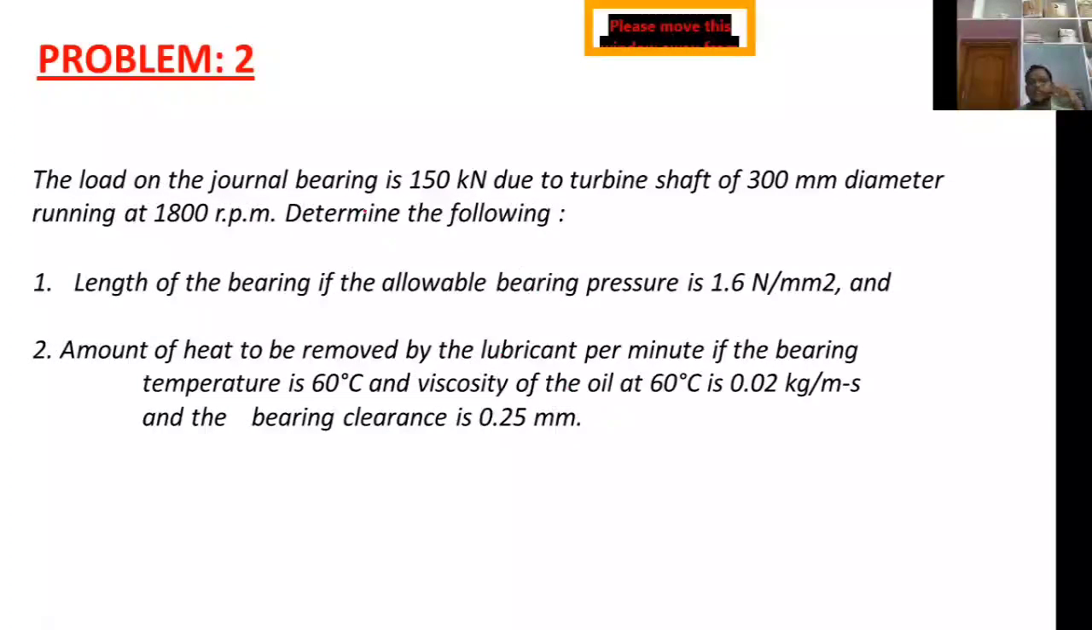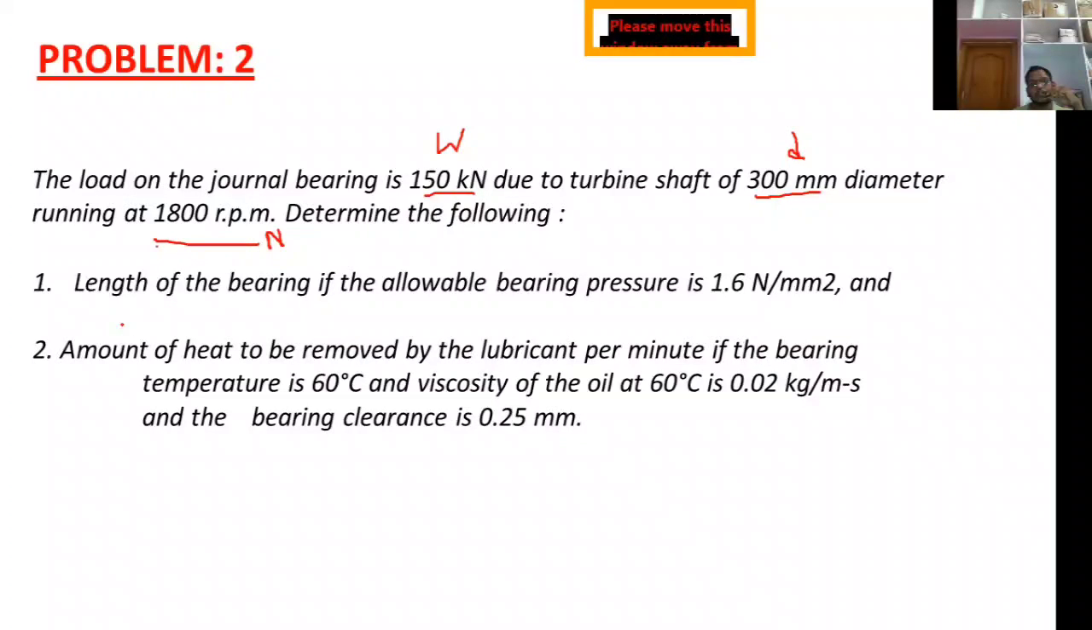From this question, this one is load on shaft or load on bearing. The load is given as 150 kilonewtons, so that value you have to convert into newtons: 150 into 10 power 3, that is 150,000 newtons. Now this is the diameter of the shaft, small d. It is running at a speed of 1800 rpm, so this value is capital N, the speed of the shaft in rpm.